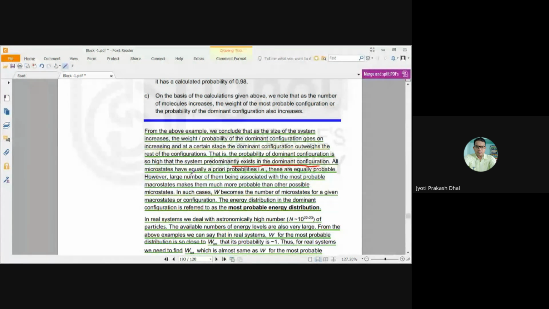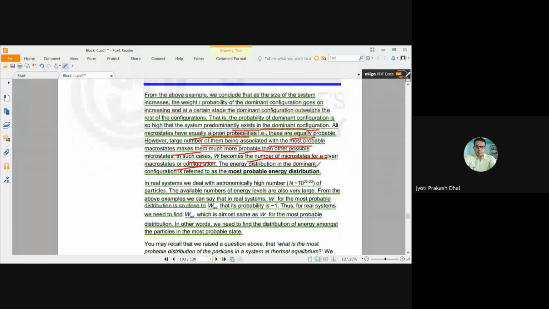All the microstates having equal prior probabilities, these are equally probable. However, a large number of them being associated with the most probable configuration make it much more probable than the other possible configurations. In such cases, W becomes the number of microstates for a given configuration. So the energy distribution of the dominant configuration is known as the most probable energy distribution.